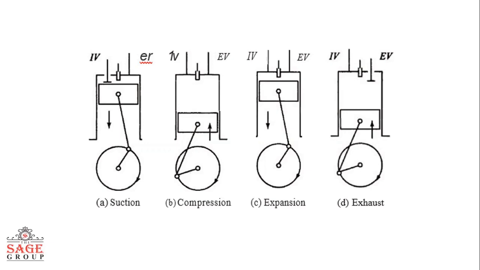In CI engines, a high-pressure fuel pump and an injector are provided to inject the fuel into the combustion chamber. The carburetor and ignition system necessary in an SI engine are not required in the case of a CI engine. So let's see how a CI engine works.